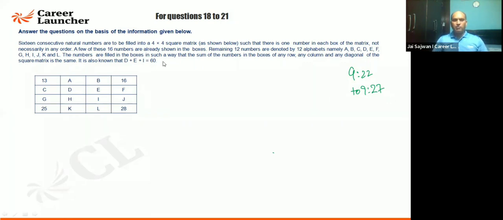The numbers are filled in the boxes in such a way that the sum of the numbers in the boxes of any row, any column, any diagonal of the square matrix is the same. So if you talk about a diagonal, a column, or a row, the sum comes out to be the same. And D plus E plus I comes out to be 60.